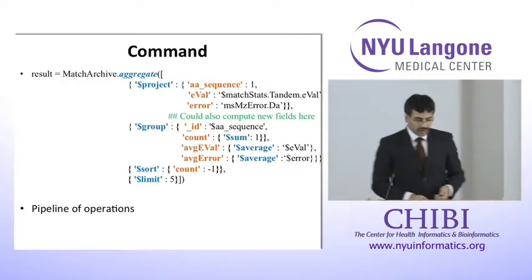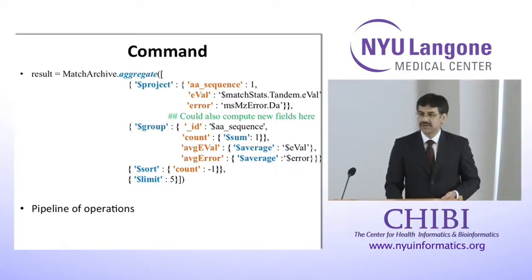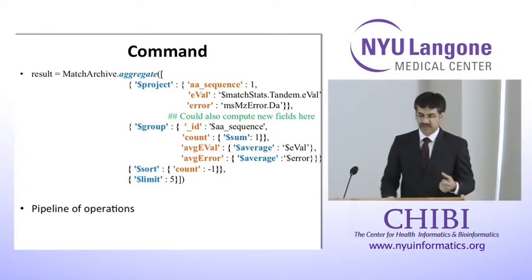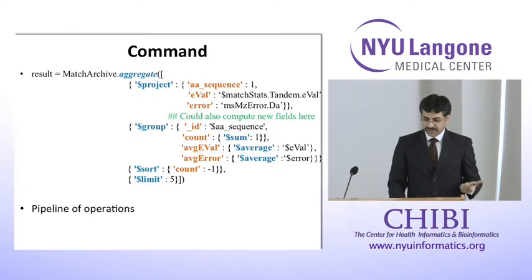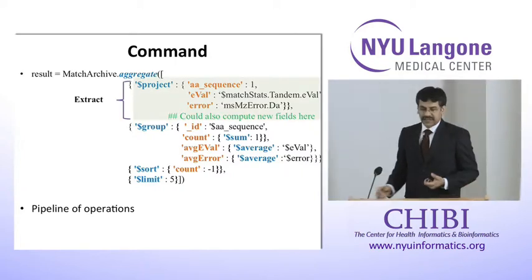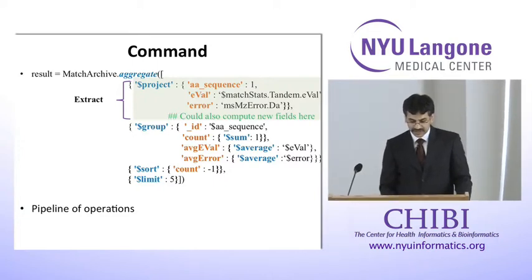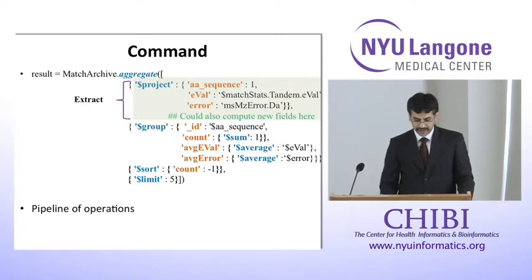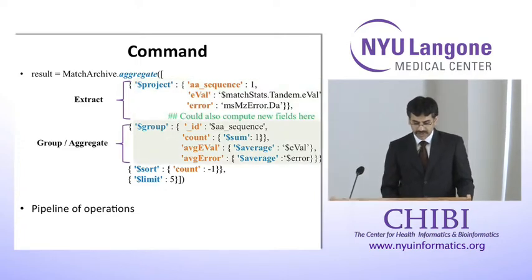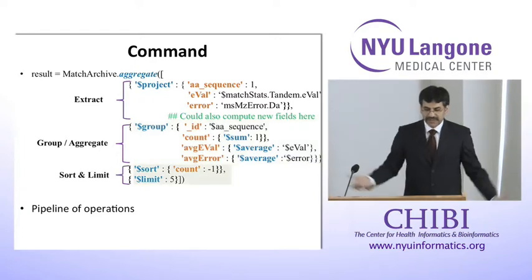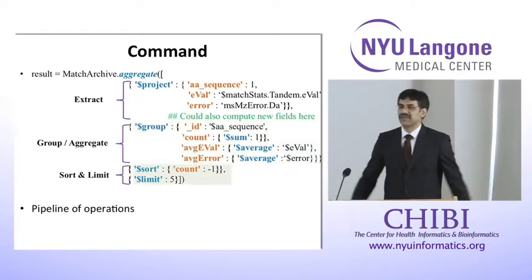When you represent it in Mongo, this is how it looks. You give the collection name that you are interested in. This is my match archive, which has about 10 million documents, each corresponding to a peptide spectrum match. Aggregate is the command that you would use. The first step is to extract the relevant pieces of information with the $project operator. We can extract the amino acid sequence, the e-values, and the errors. The next step is to group them according to the amino acid sequence, increment the count by 1 every time we observe the sequence, and compute the average e-value and average error at the end. That's the group and aggregate. Then we sort and limit according to the count, limited to 5.